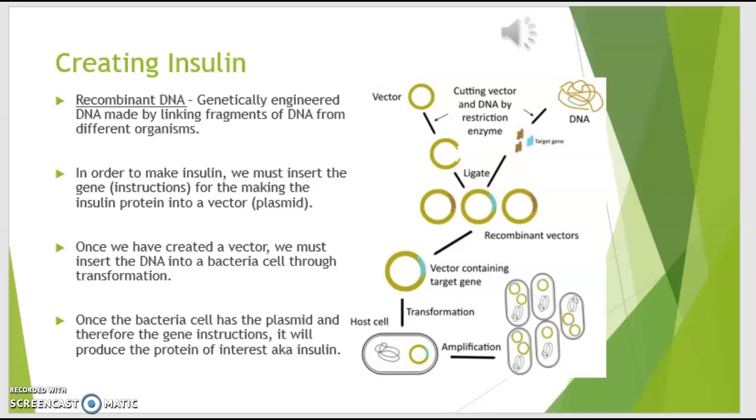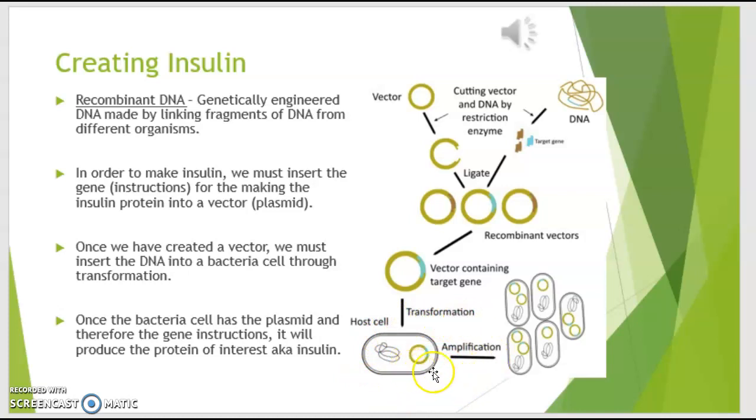In this one, it's showing that you first start off with a vector. In this case is a plasmid. You will cut the vector using restriction enzyme, and you will grab DNA from whatever species that you're interested in getting the gene from. Then you use ligase to paste this gene of interest into the vector plasmid. Once this vector plasmid has the new gene, the plasmid can be forced into bacteria via the process of transformation.